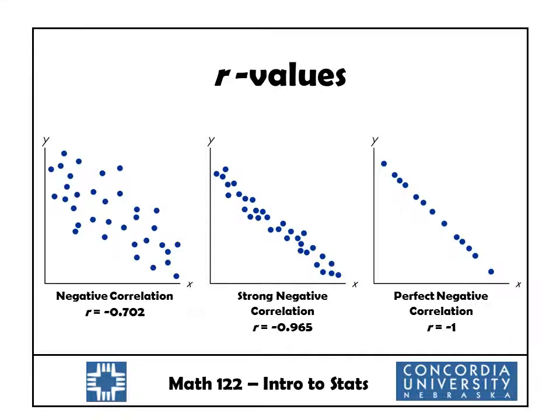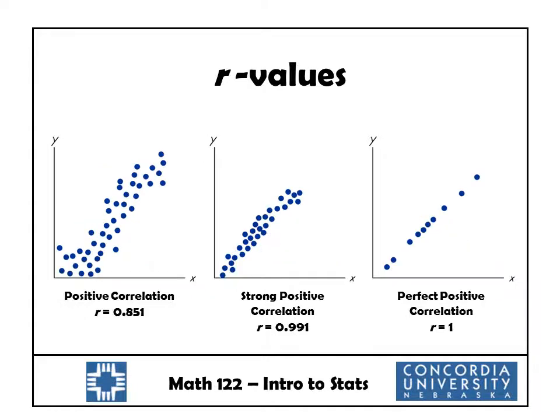So if we look back at these examples we saw earlier, starting with this one on the right where we had a perfect negative correlation, those two variables would have an R value of -1, or at least very close to -1. In the middle, where we have a strong negative correlation, we'd have an R value close to -1, but not as close as that one on the right. In the graph on the left, where we have a weak negative correlation, we'd have a negative value of R, but maybe not as close to -1 as in the middle one.